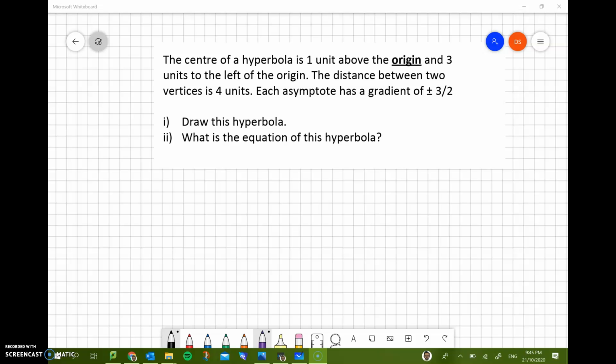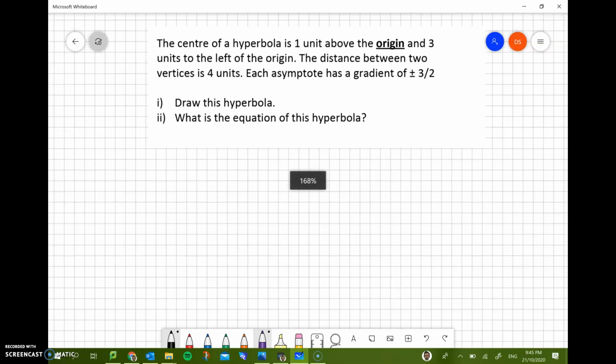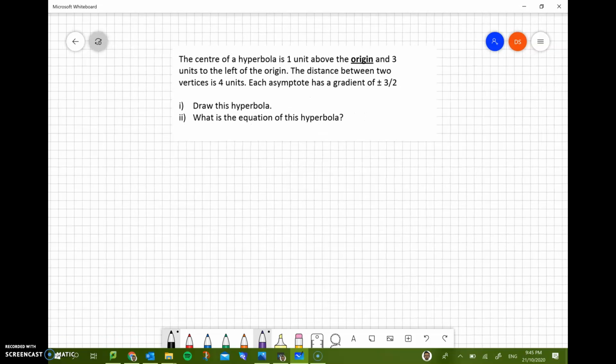The center of a hyperbola is 1 unit above the origin and 3 units to the left of the origin. The distance between the two vertices is 4 units. Each asymptote has a gradient of plus or minus 3 over 2. Draw this hyperbola. Okay, to first draw this hyperbola, I'm going to pick an origin.